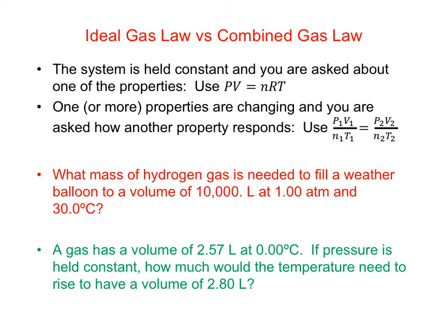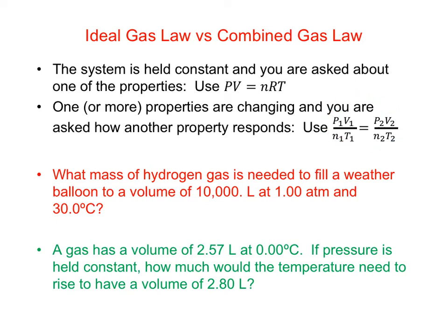All right, so before we get to the examples, a helpful thing to think about is when do we want to use the ideal gas law in the form of PV equals nRT, and when do we want to use the combined gas law, where we rearrange it to be this form? So generally, if the system is just constant and we're given some properties and we want to know about one of the other ones, that's when I would use PV equals nRT. If one or more properties are changing and they want to know how another property responds, that's when I would use the combined gas law.